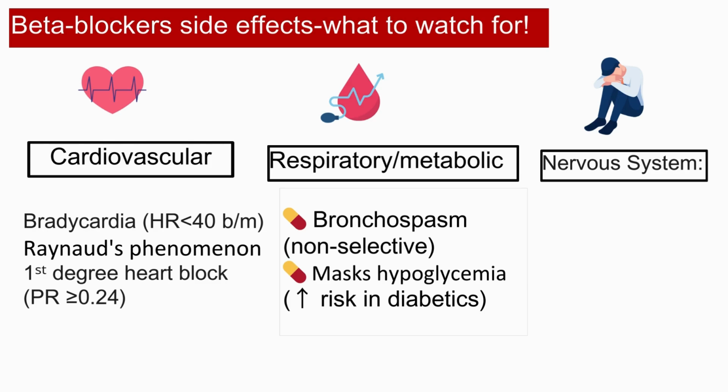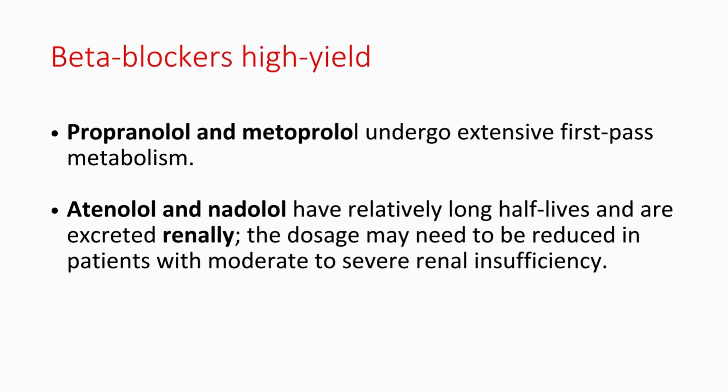And then the degree of lipophilicity, how fat-soluble they are, also varies between the different beta blockers. More lipophilic beta blockers, like propranolol, can cross the blood-brain barrier more easily, so they might cause more central nervous system side effects compared to less lipophilic drugs like atenolol.